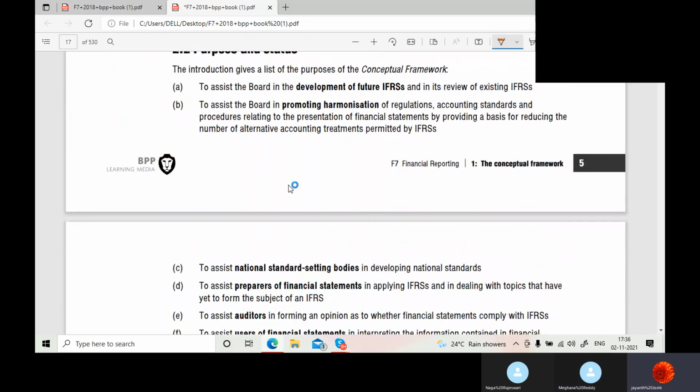And yesterday we discussed IFRS also, why it is so important. Because of IFRS, today the world has become global. The world is a village now. Conversions are happening, and harmonization of regulations and accounting standards is happening.